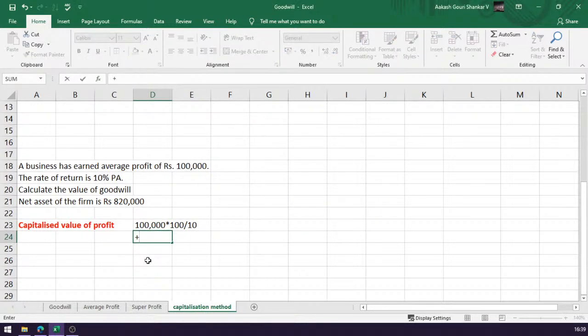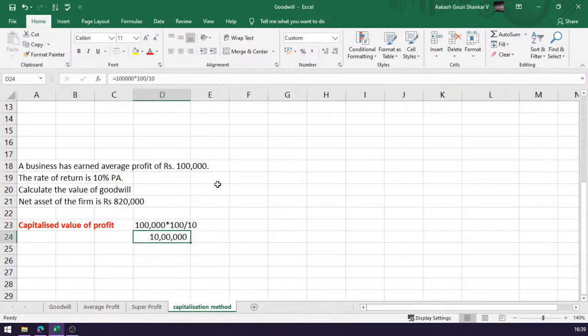1 lakh into 100 divided by 10, which is nothing but 10 lakh rupees. So if we have rupees 10 lakh and the normal rate of return is 10 percent, we will be earning a profit of rupees 1 lakh.